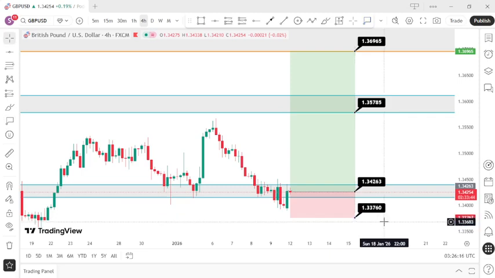So if you are watching this, check your chart and see where price is at. If price is at a good place for you to buy, then you can buy. If not, you can wait for more clarity. But for me, I'm entering right away.